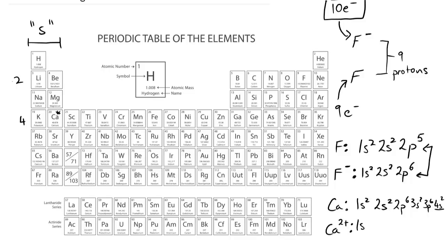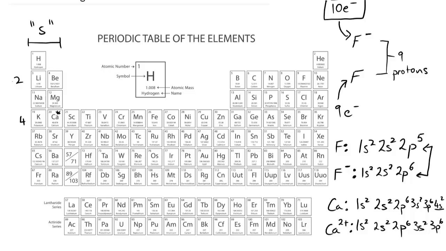So it's just 1s2, 2s2, 2p6, 3s2, and 3p6. So that's how you would write out calcium in its ionic state.